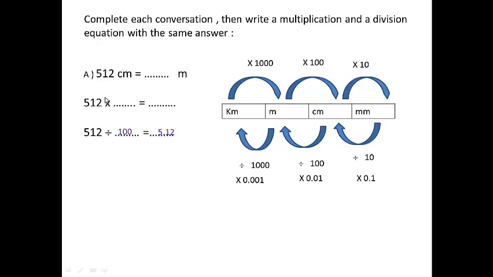Divide means move back, move left. How many digits? 2, because we have here 2 zeros. So we will move from where we have no point, from the ones. 1, 2, 5.12.